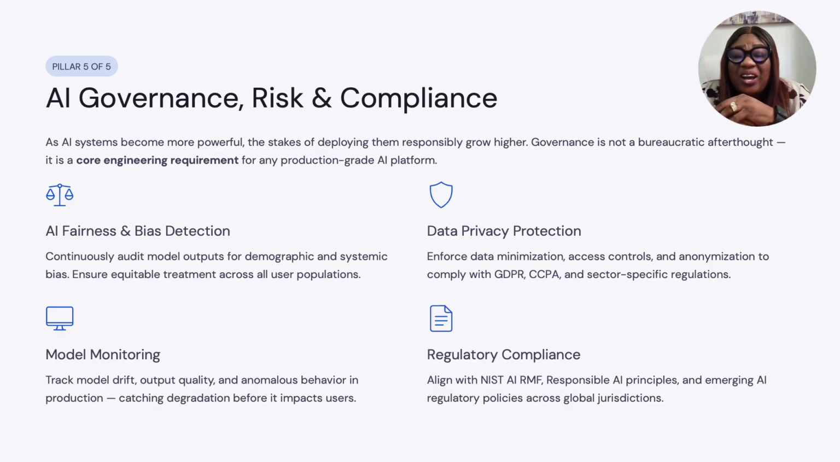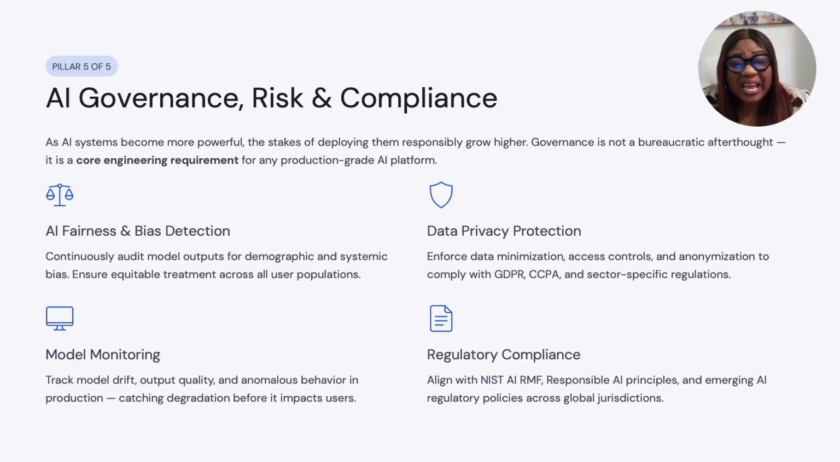The fifth pillar of modern AI systems is governance, risk, and compliance, that we call GRC. As AI becomes more powerful, the consequences of mistakes also become much larger. Organizations must now ensure that their AI systems are fair, transparent, secure, and compliant with regulations. Governance involves monitoring for bias, protecting user privacy, detecting model drift, and aligning with regulatory compliance.